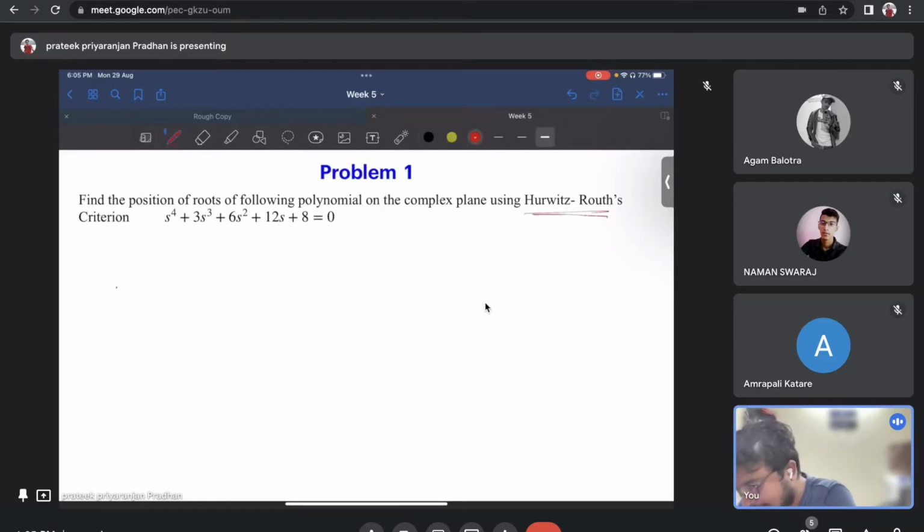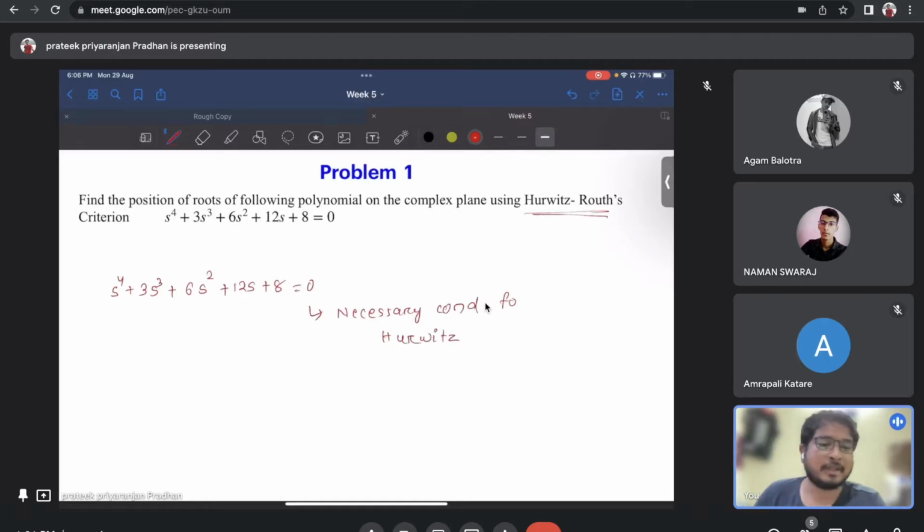The question says s to the fourth plus 3s cube plus 6s square plus 12s plus 8 is equal to 0. So we know how. First, let's check the necessary condition for Hurwitz.